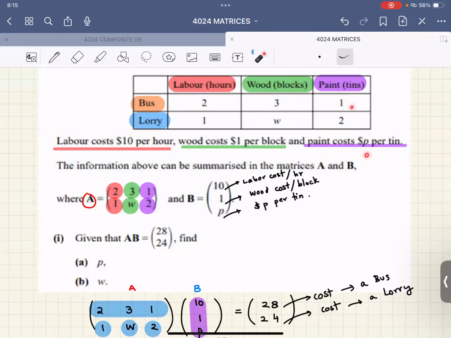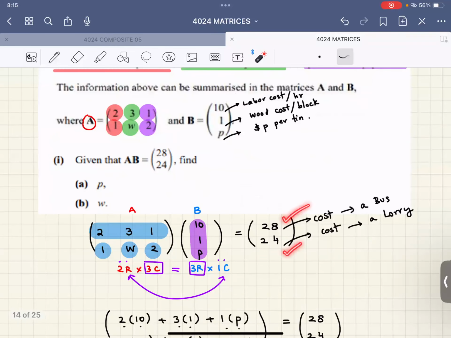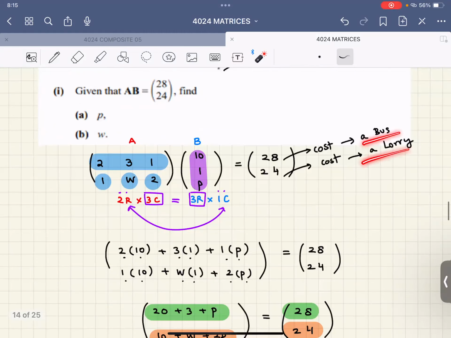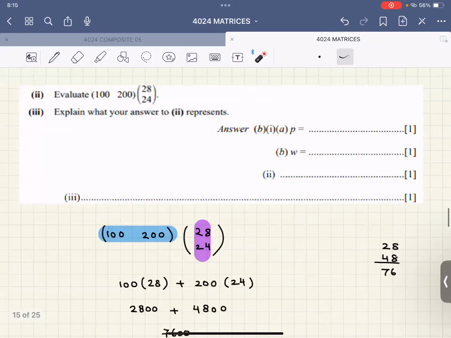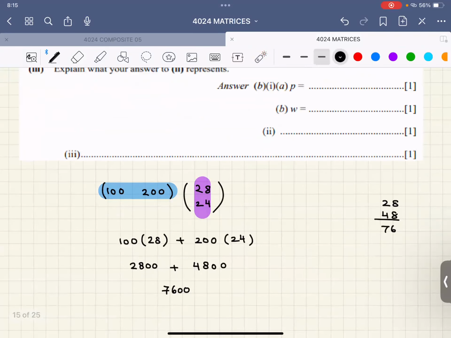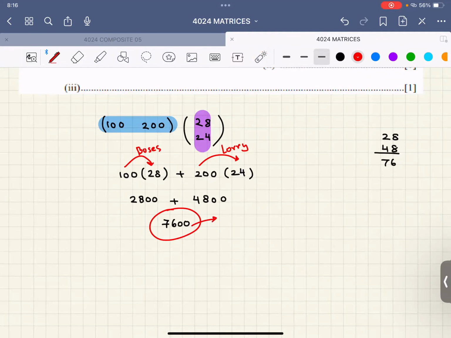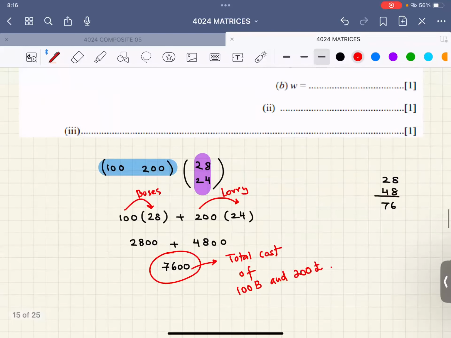So 1 into 5 is 5. So 20 plus this 3 plus 5, that is 28. That is evident more than before. So this is the cost of a bus. This is the cost of a lorry. So what is this? This is basically 100 buses, and this is 200 lorries, and we are getting one answer. That means this is the total cost of 100 buses and 200 lorries. That is what we are getting.